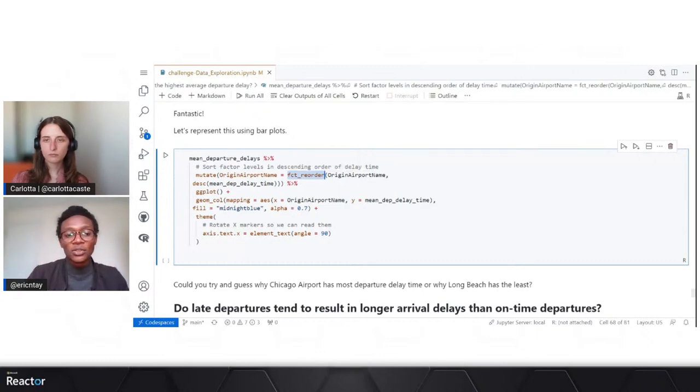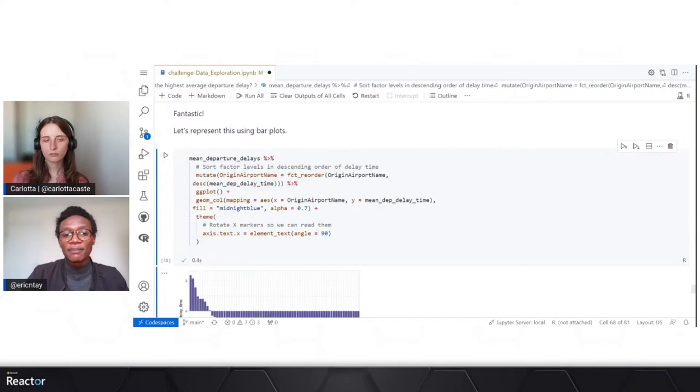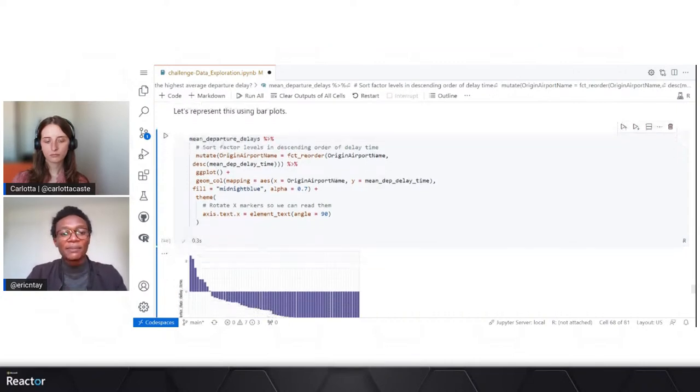We pass it on to ggplot, and this time we are using a new type of plot. We're using a bar plot, and in R we can plot it easily using the geom call function. So instead of geom bar plot like the rest, we're using a geom call. So that's a bar plot, and it's saying the X aesthetic map it to origin airport name, the Y aesthetic match it to the mean departure delay time.